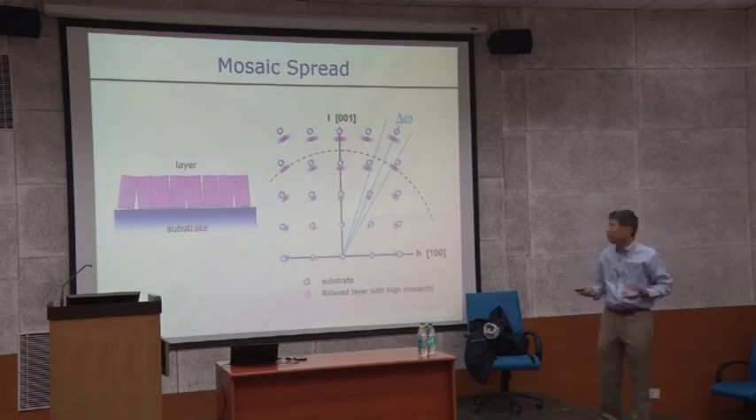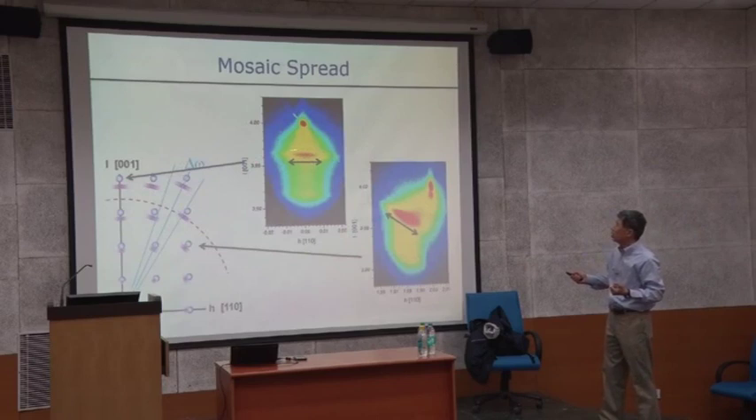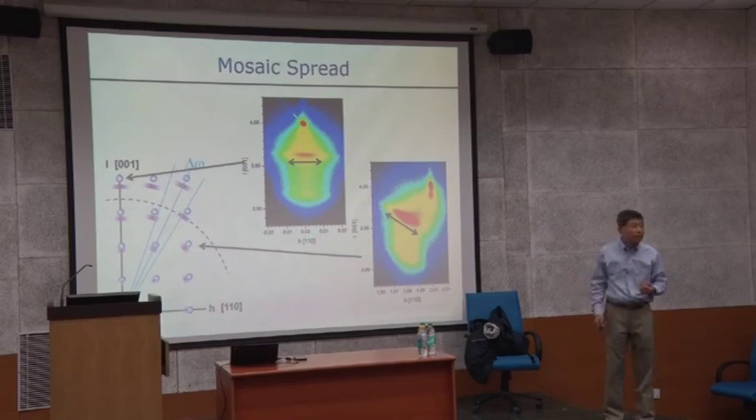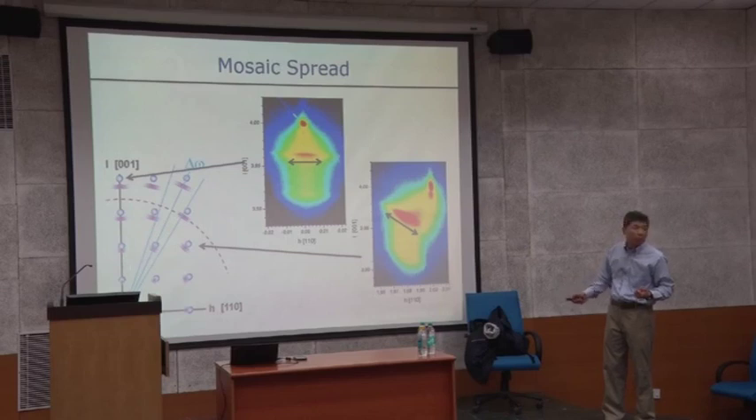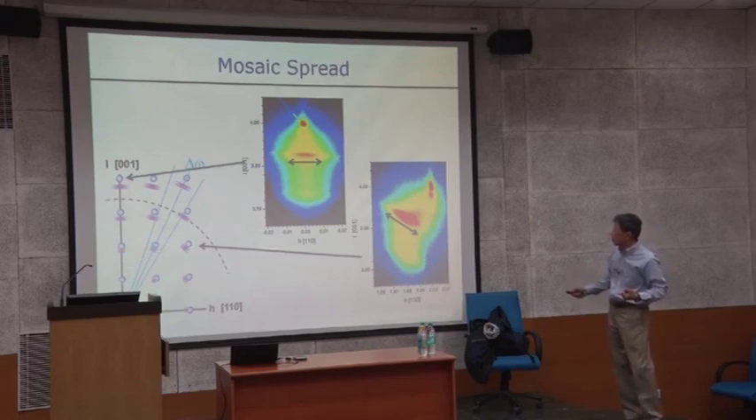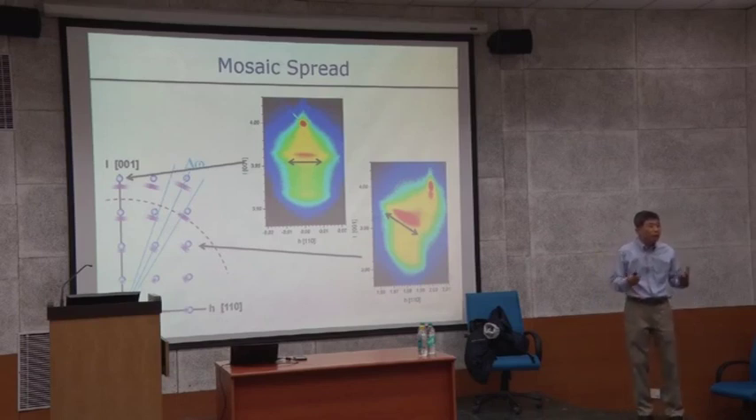Okay, that's one way you can tell how big the mosaic spread is compared to the substrate. You get it? But still, this one, you see that? This one is H equals 0. This scan is the H equals 0 scan, not this scan, because this one is 200, and this scan is that scan. Can you see that? So you can do multiple reciprocal space scans.